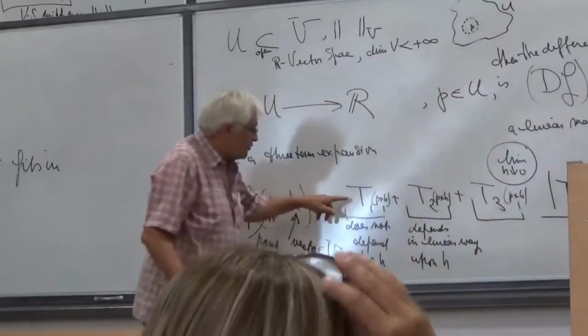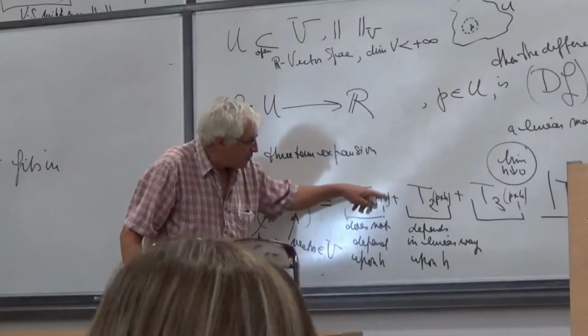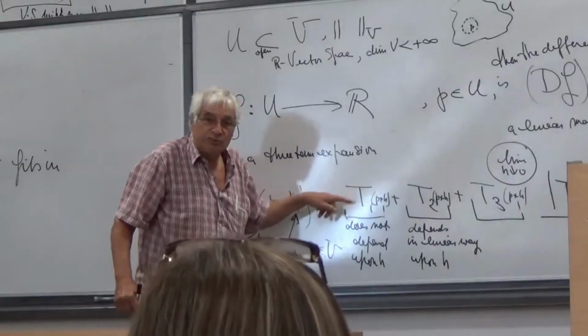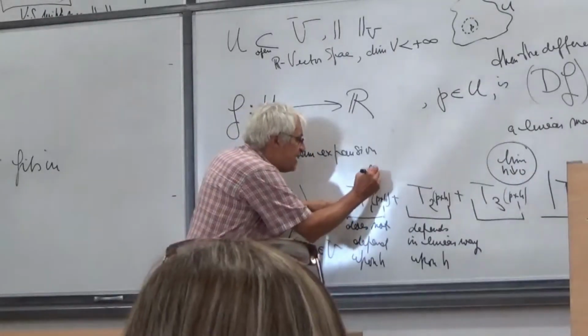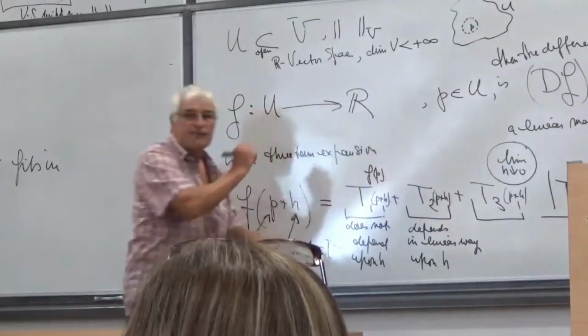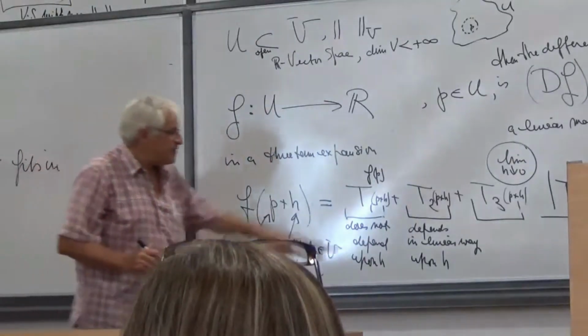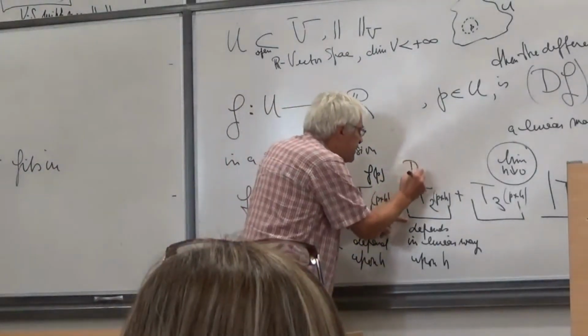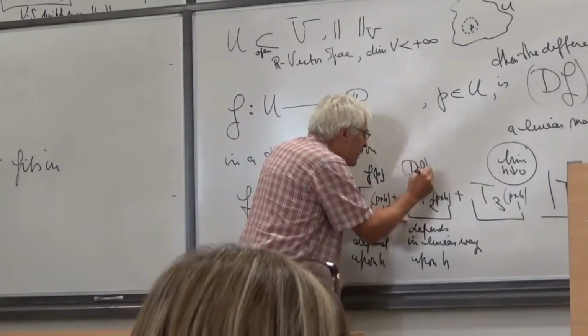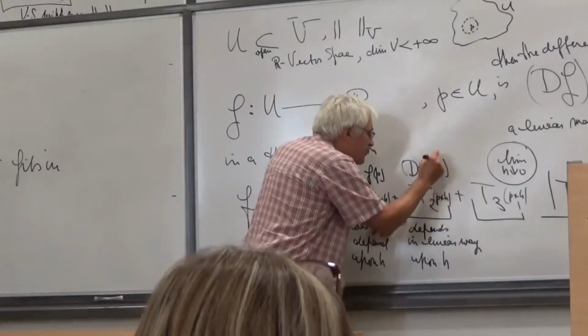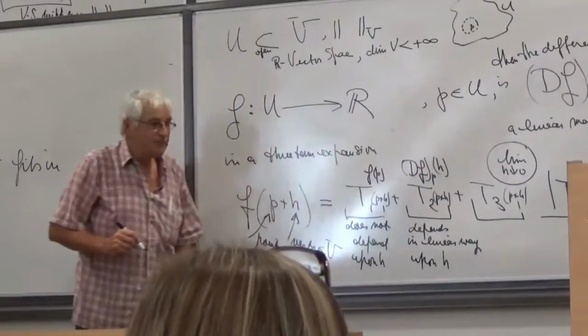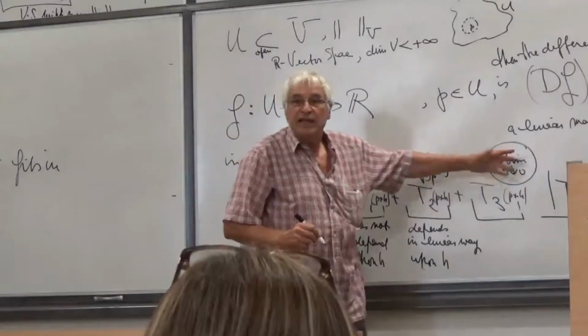So now I can start computing this. This is nothing else than the value of our function at the point P. This term I can compute. This is nothing else than the differential of f at the point P plugged into the vector h. And this is the term we neglect.